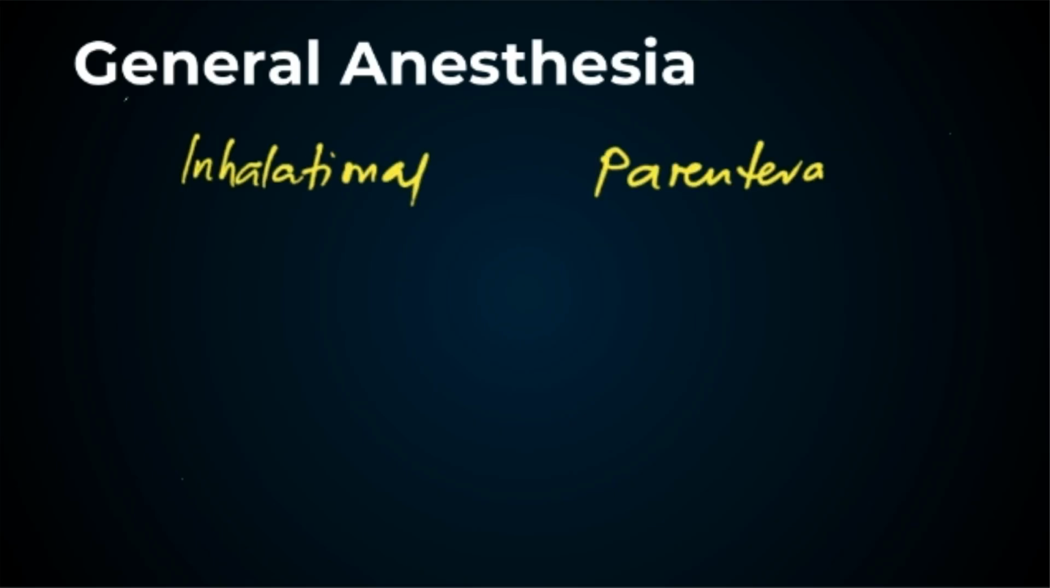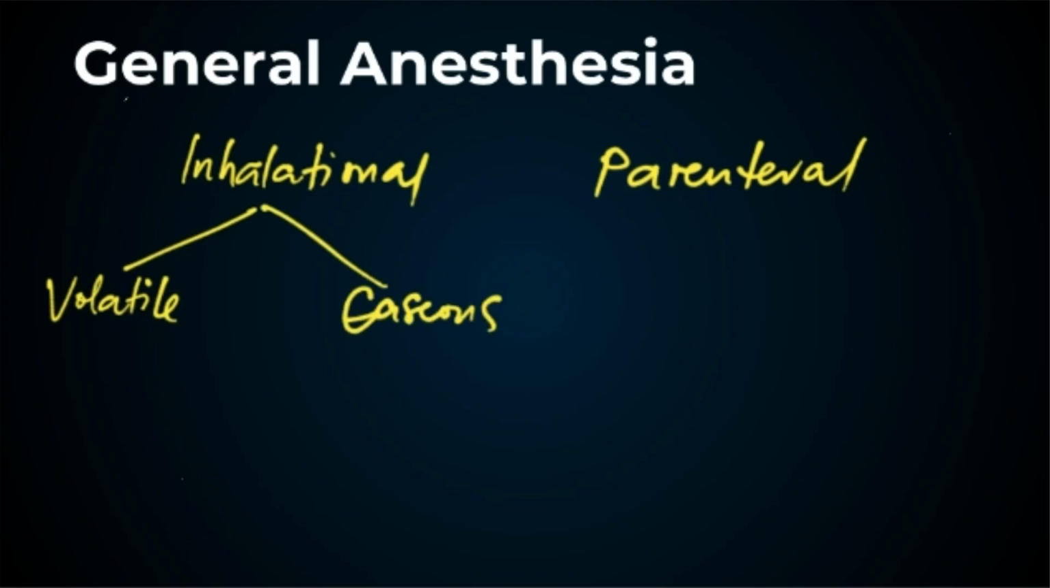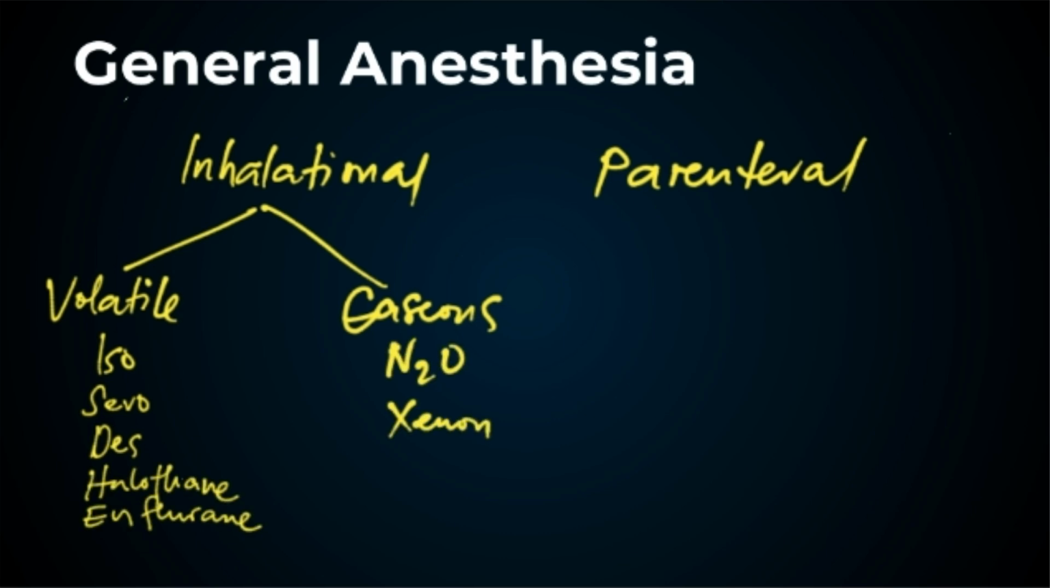So now let's go to the specific drugs or anesthetic agents under general anesthesia. When we talk about general anesthesia, we can classify or categorize them into inhalational agents and parenteral agents. For inhalational agents, we have the volatile anesthetics and the gaseous anesthetics. For volatile anesthetics, we're going to talk about isoflurane, sevoflurane, desflurane, halothane, and enflurane. For the gaseous anesthetics, we're going to talk about nitrous oxide and xenon only.